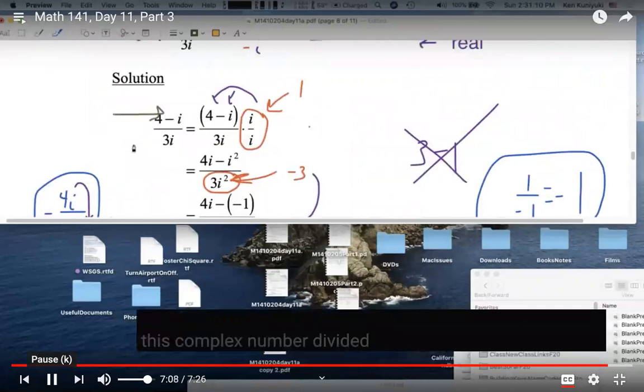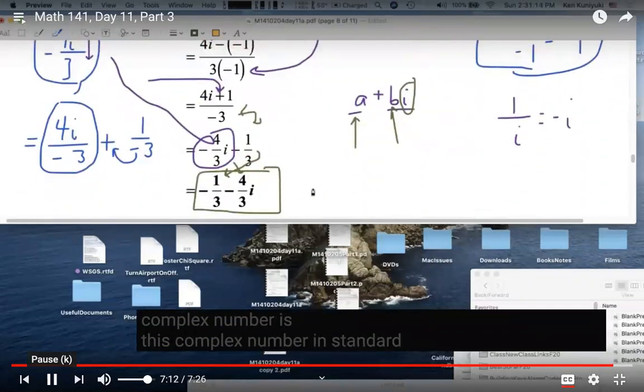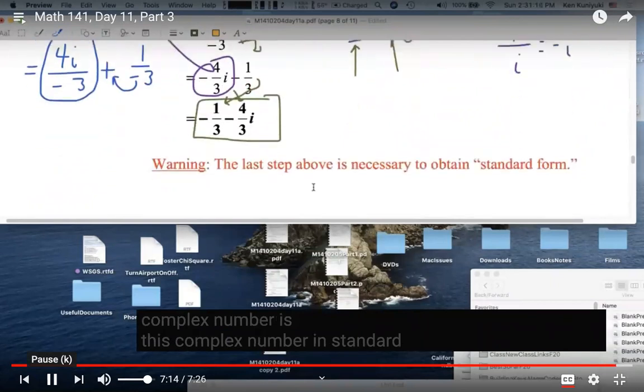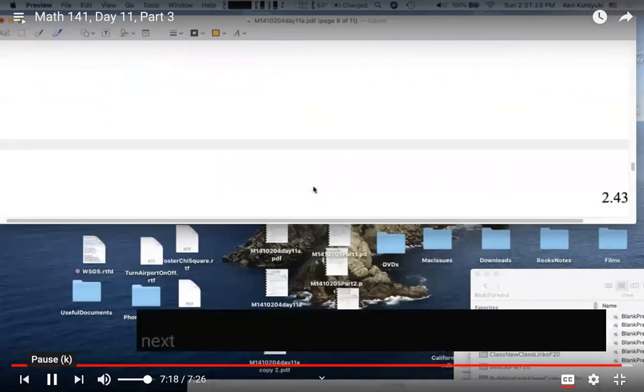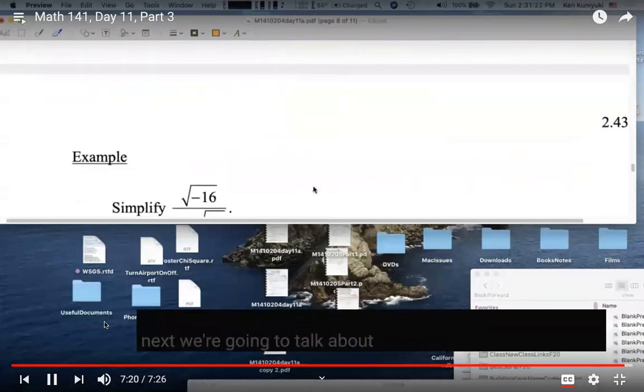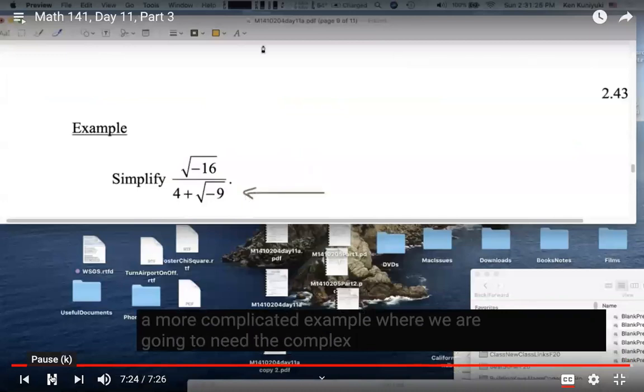This complex number divided by this complex number is this complex number in standard form. Next, we're going to talk about a more complicated example where we are going to need the complex conjugate. Questions before we go on? We're going to need the complex conjugate here. Questions?